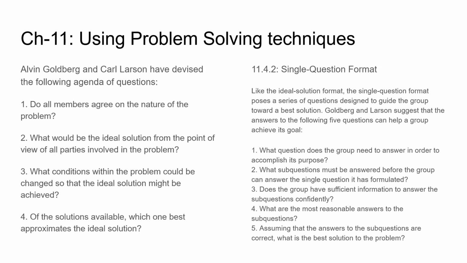Number two, what sub-questions must be answered before the group can answer the single question it has formulated? So again, you break the big question up into a bunch of sub-questions. Right? Number three, does the group have sufficient information to answer the sub-questions confidently? You did your research. What do we know? Sometimes we realize we don't know enough. So we don't have enough information. So we have to guess if we want to make a decision based on this, right?